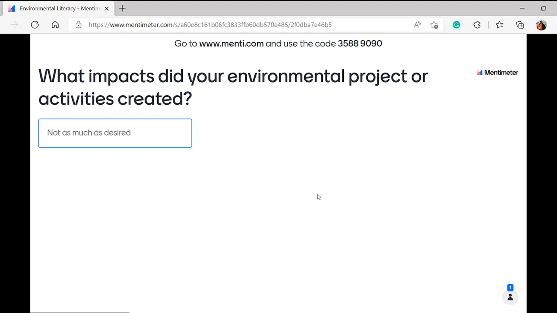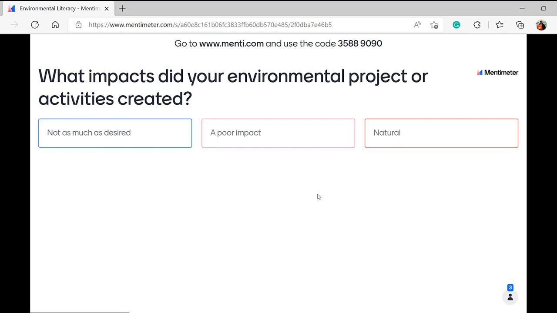Not as much as desired. Okay. I'm asking what impacts. Let's not judge whether they were poor or not as per our standard, but what kind of impacts did they create? For example, cleanup, students change their actions.